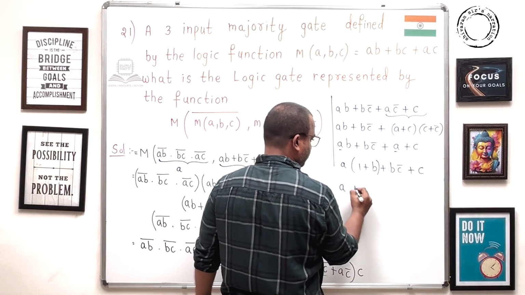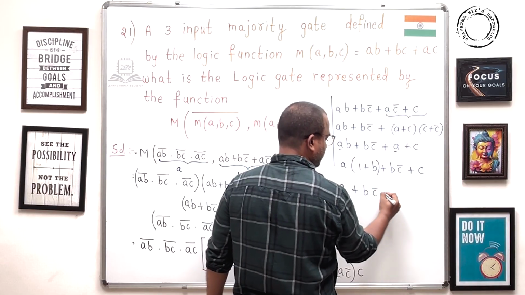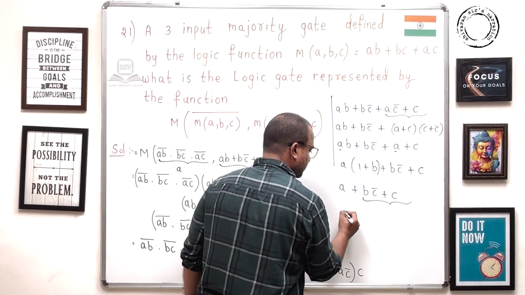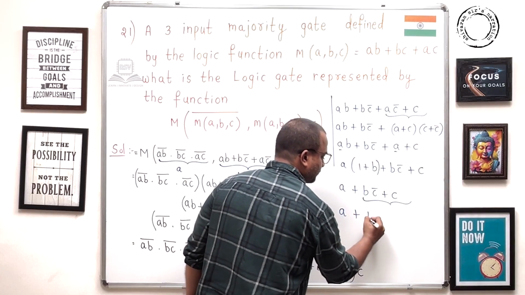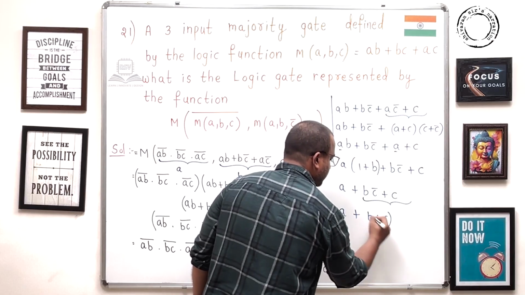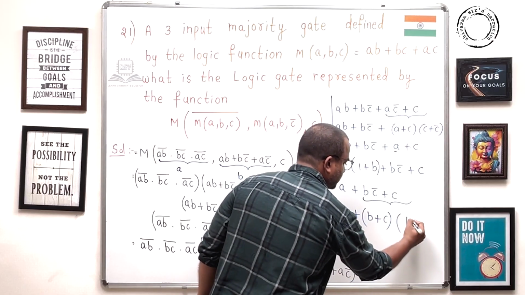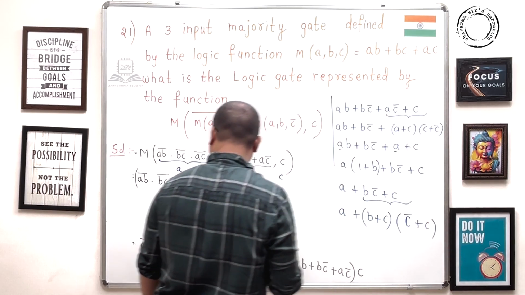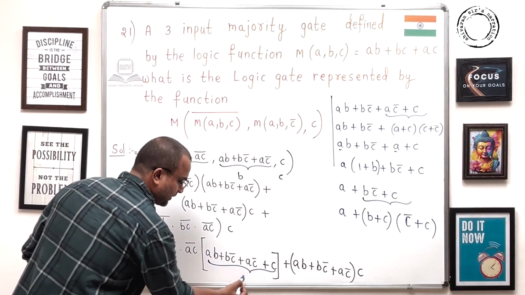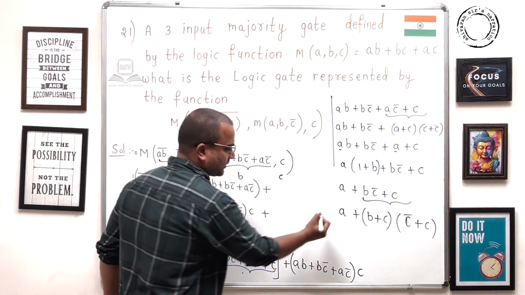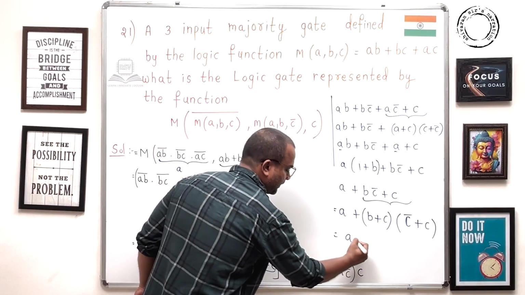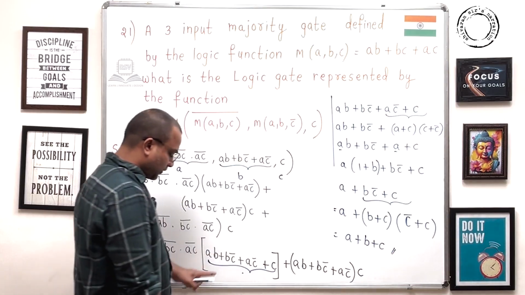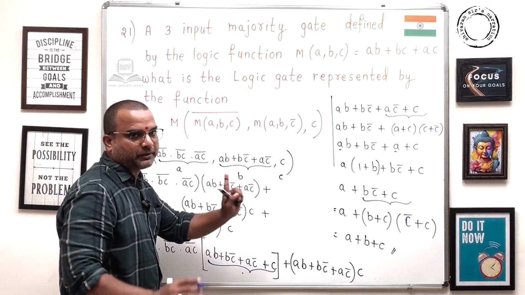Now it is A plus BC bar plus C. And for these two terms, again by the distribution theorem, A plus (B plus C) into (C bar plus C). Hence guys, for this term, the simplified expression is A plus B plus C. So in place of this you can write it as A plus B plus C.